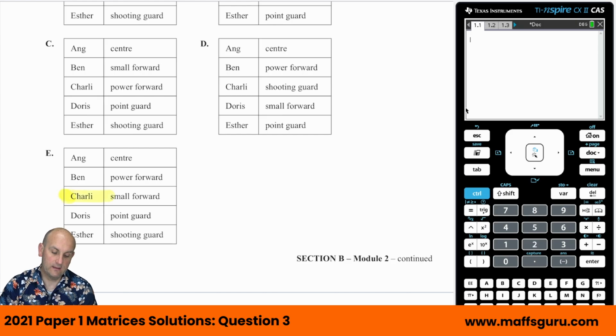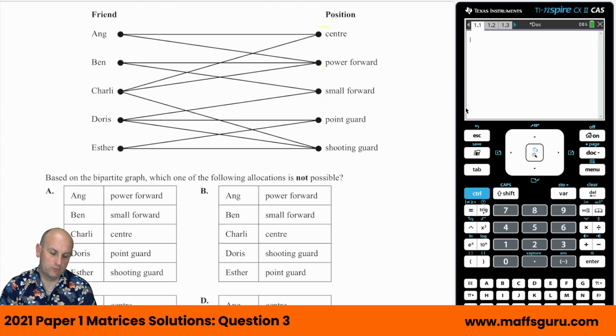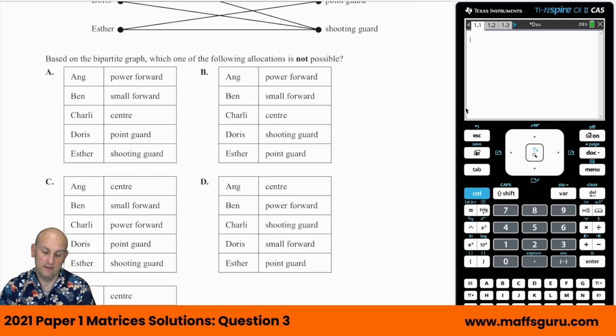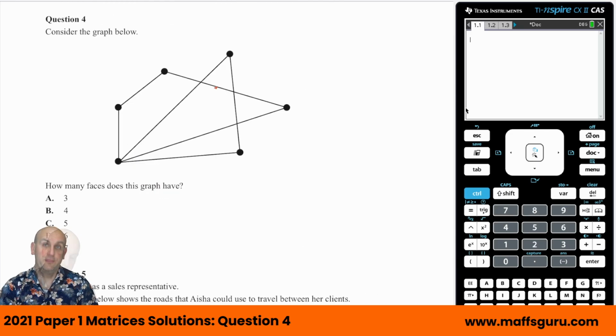And I think it's Charlie small forward. And if we have a look here, Charlie cannot and does not have a connection to small forward, which means that E is my incorrect answer. I think this is a bit of a trick question, right? Because for it to have faces, we've got to actually not have any crosses. It's got to be planar.